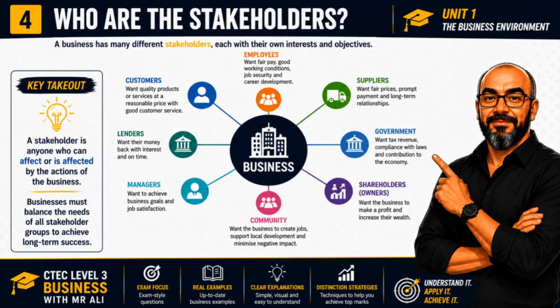So the key takeaway here is that a stakeholder is anyone who can affect or is affected by the actions of the business. Businesses must balance the needs of all stakeholder groups to achieve long-term success. So you can see the business at the heart of this infographic, all of the different groups, both internal and external, around it, all of them affecting and being affected by, and having different needs and wants. And the business, if it wants to move from short-term survival into the growth stage, into maturity, and to prevent decline, has to make sure that they're considering all of these stakeholder groups.